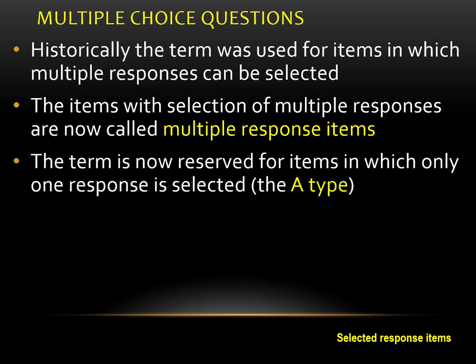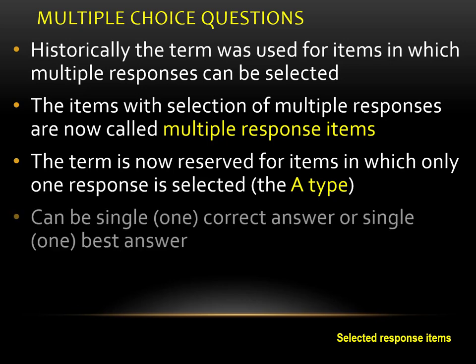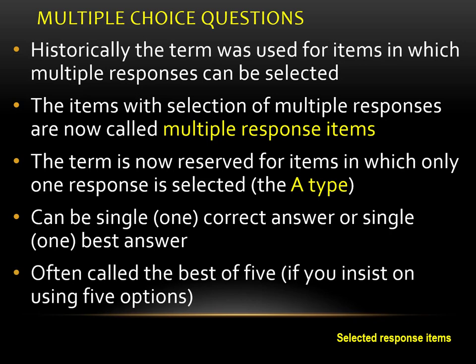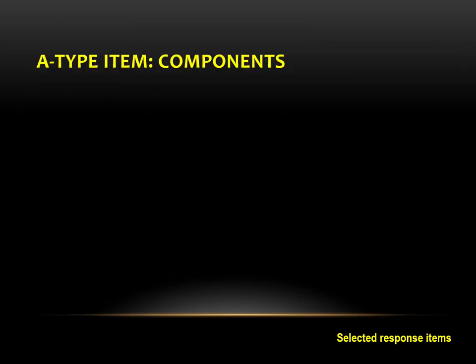The term is now reserved for the items in which only one response is selected, and it's called the A type. Now, when you select an answer, it can be a single correct answer or a single best answer. Some people call it single best answer. Some people call it one best answer. This is the type A, which is often called the best of 5 if you insist on using 5 options. You can call it the best of 5 type. So this is the MCQs.